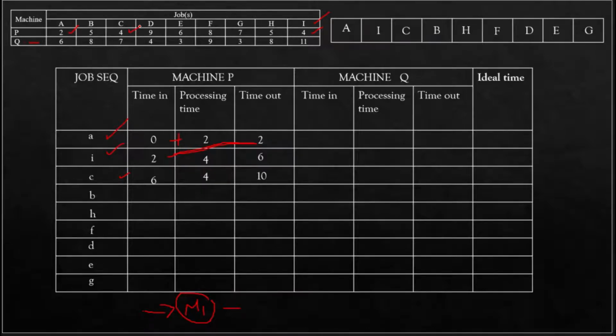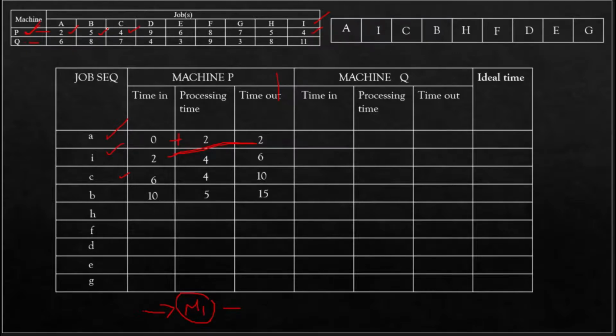Don't get confused about why I took 4 and not 7. I was entering the process time for machine P, so for that sake I'm considering only this row. Next, the out time will become the in time for the next job, and the B job's processing time is 5 hours. 10 plus 5 is 15 hours.